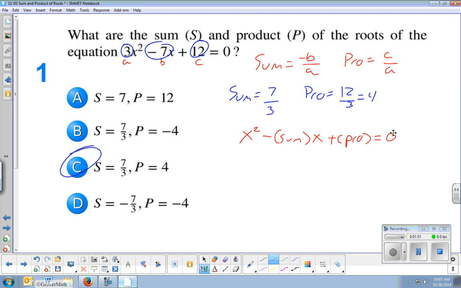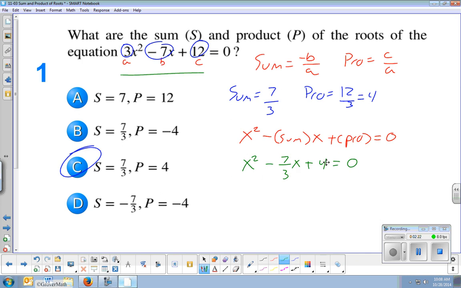equals 0. And so what that means is if we, say, wanted to go the other way, say we had the sum and product and wanted the equation, well, once we have these, we could plug that in here. And so that would be x squared minus the sum is 7 over 3, so minus 7 over 3x plus the product is plus 4 equals 0. So x squared, change the sign of the sum, x, and then plus the product equals 0.